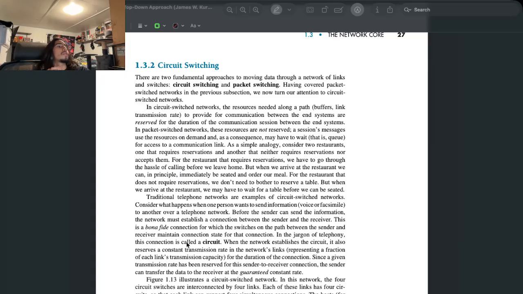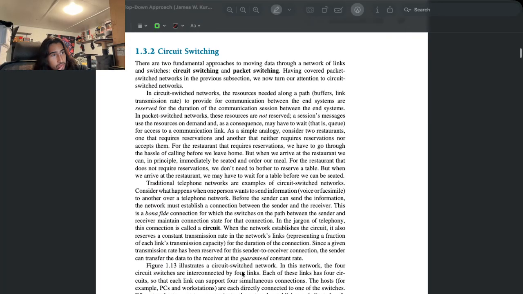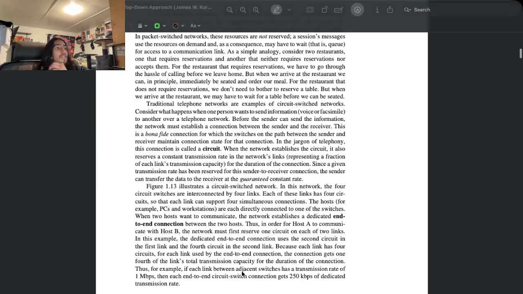When the network establishes the circuit, it also reserves a constant transmission rate in the network's links, representing a fraction of each link's transmission capacity for the duration of the connection. Since a given transmission rate has been reserved for this sender-to-receiver connection, the sender can transfer the data to the receiver at the guaranteed constant rate.